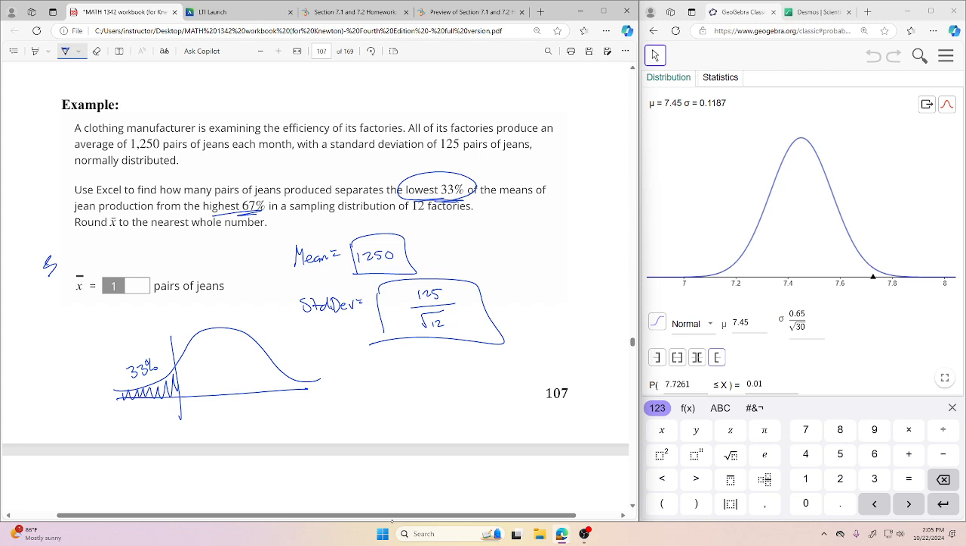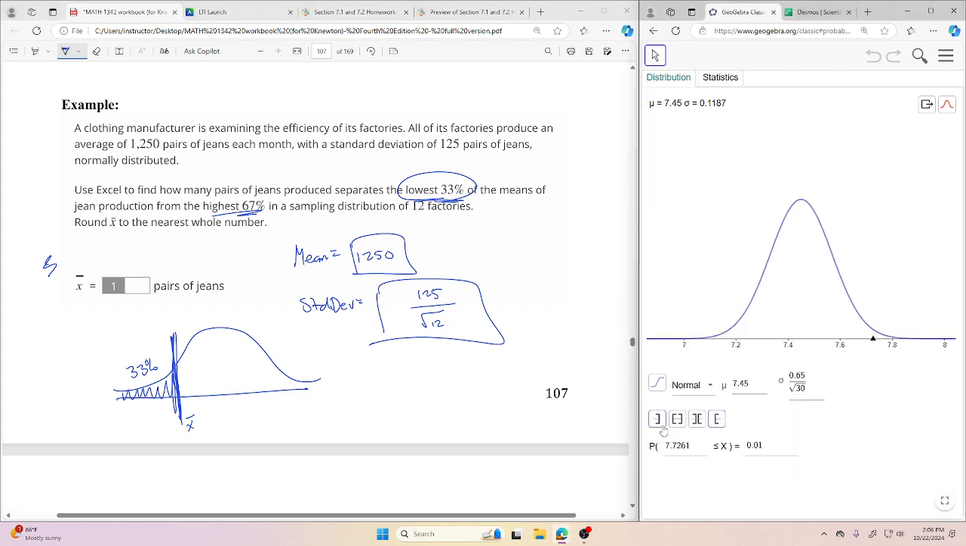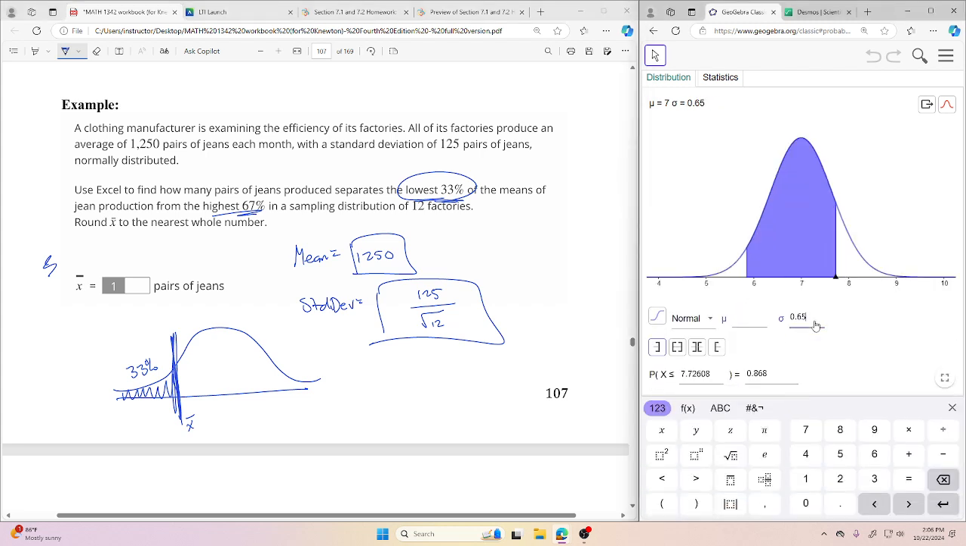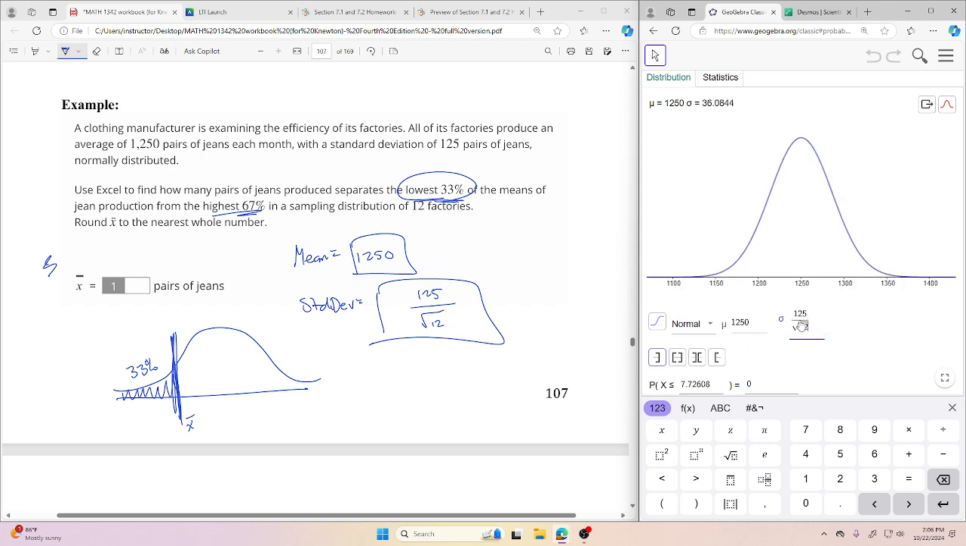So what is the X bar? They're saying, what is the cutoff line for the lower 33%? So let's do it. I'm going to make my picture and plug in all my numbers. 1250, 125 divided by the square root of 12. And then we're going to put in here 33%. Does that picture look about right? Roughly, it's about what we're looking for. And we got an answer of 1234.126. Again, it's very close, but off by a little bit there.